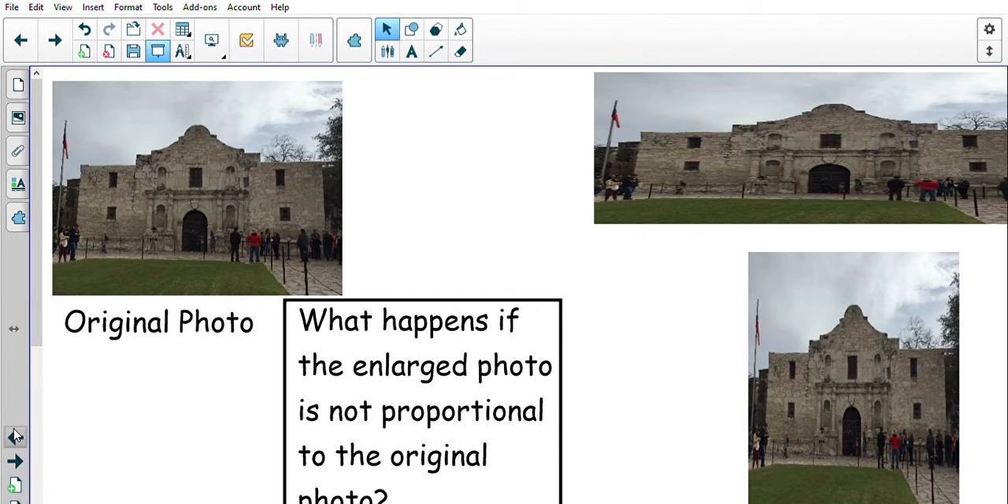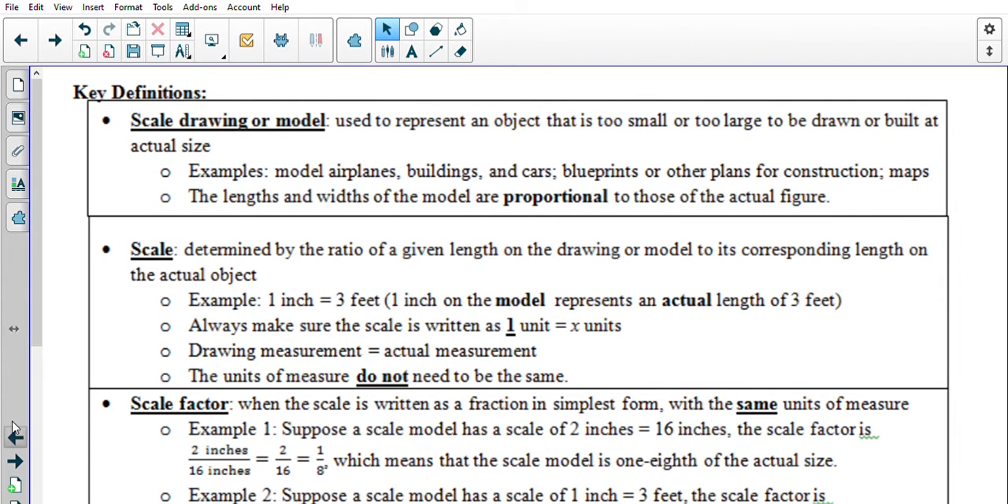So it's not going to look exactly the same. And that would definitely pose some problems for scientists, or would pose problems for building contractors. Now, the two main things that we're going to ask you to find in this lesson are scale and scale factor.